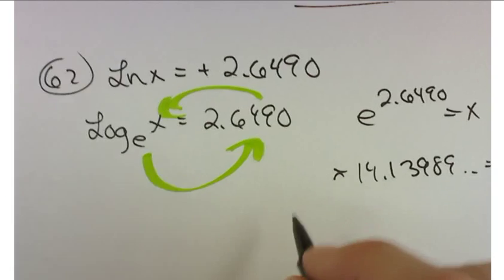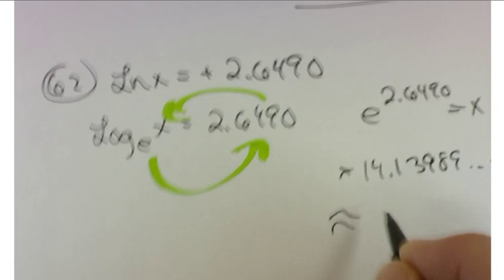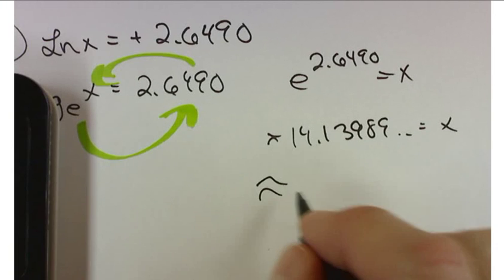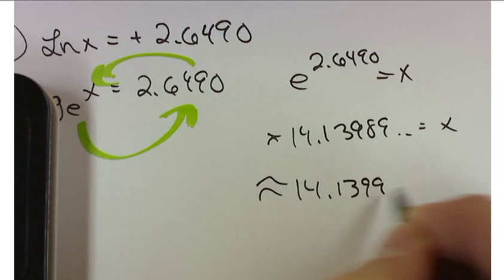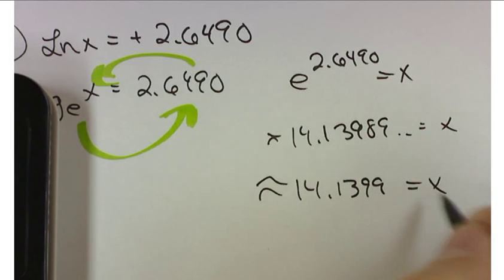Here again, they want you to round to the nearest 10,000th place. So to the nearest 10,000th place, 14.1399 for x.